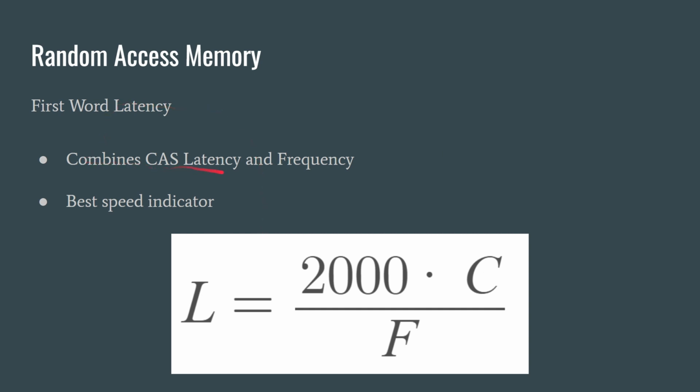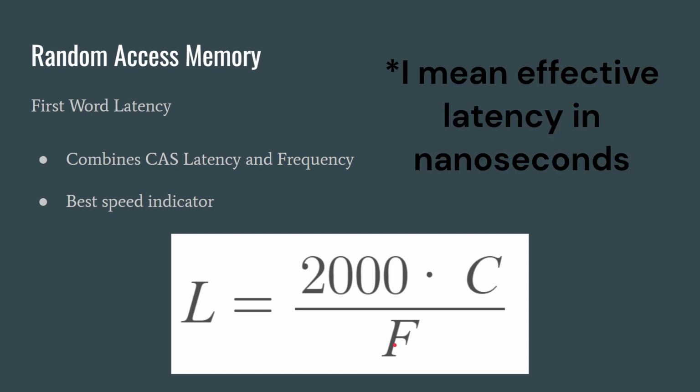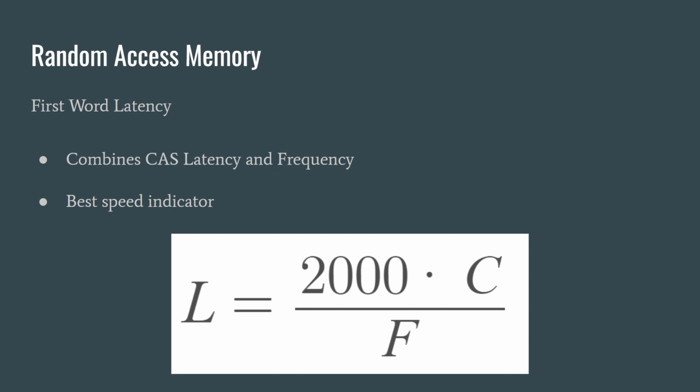So now let's talk about first word latency. This combines CAS latency and frequency, and it's pretty much the best speed indicator. Here's the formula. If you go on PC Part Picker, this will be already calculated for you. First word latency, or just overall latency, is equal to 2,000 times the CAS latency divided by the frequency. And this will give you basically the effective speed of your RAM, which is just how fast your RAM can deliver memory to the CPU.